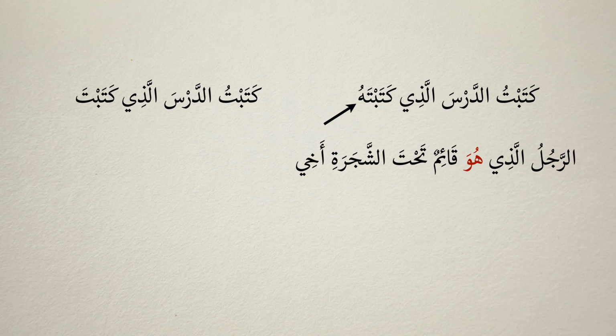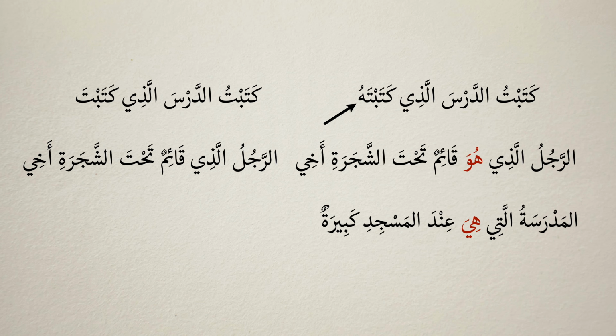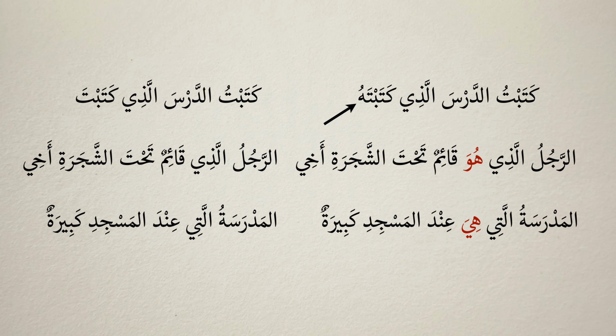الرجل الذي هو قائم تحت الشجرة أخي, meaning the man who is standing under the tree is my brother. We can also say الرجل الذي قائم تحت الشجرة أخي. Here you see that huwa is omitted. Another example. المدرسة التي هي عند المسجد كبيرة. Here we have هي, and we can omit it and say المدرسة التي عند المسجد كبيرة.